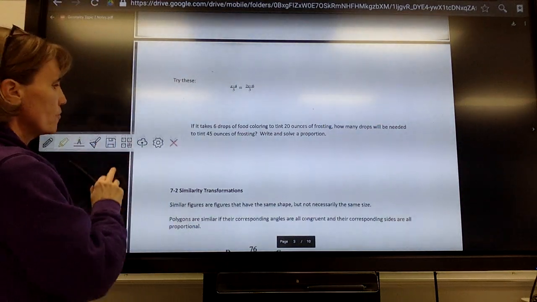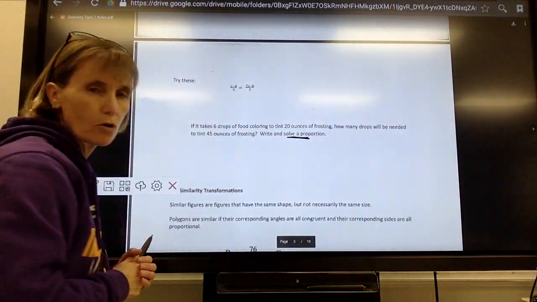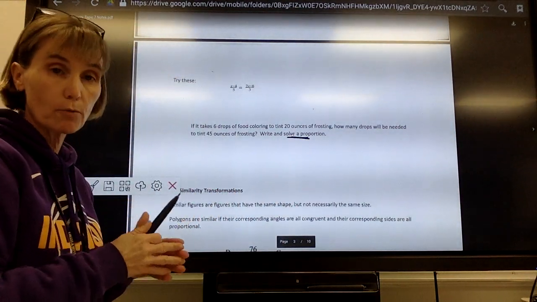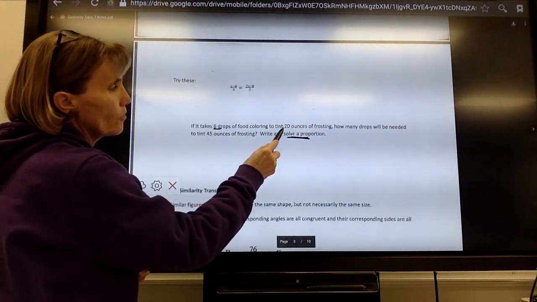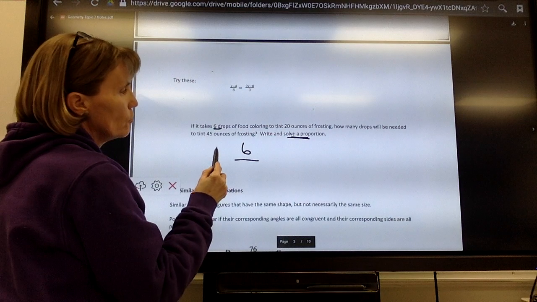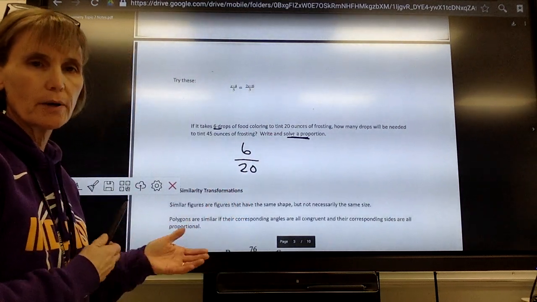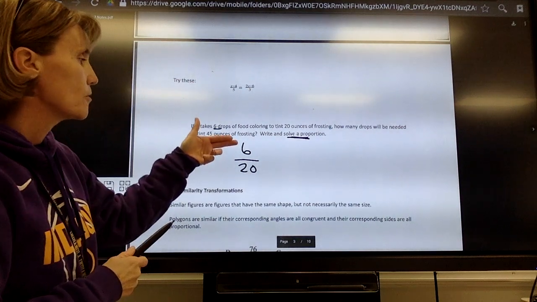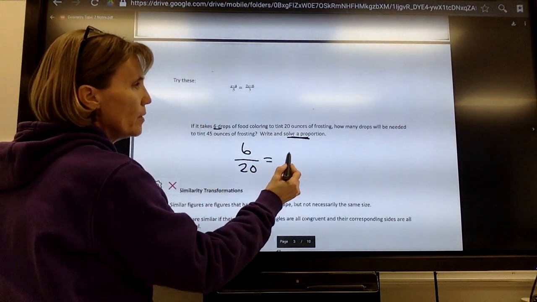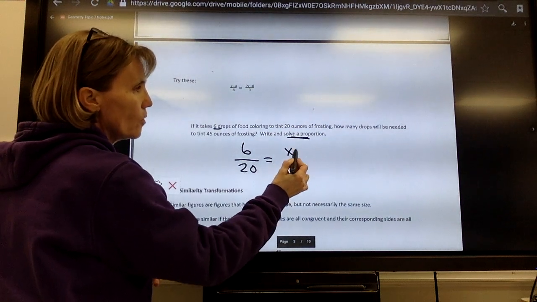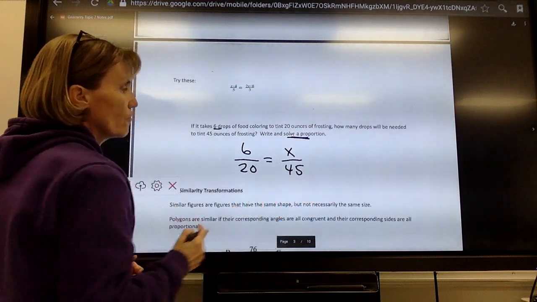Okay, last type, you're going to get a few word problems, and they want you to write and solve a proportion. So first we've got to write a proportion, and then we want to solve it. It takes 6 drops of food coloring to 20 ounces of frosting. So I write a ratio comparing those two quantities, the drops of food coloring to the ounces of frosting. And it says how many drops, this is the part I don't know, will be needed to tint 45 ounces of frosting.